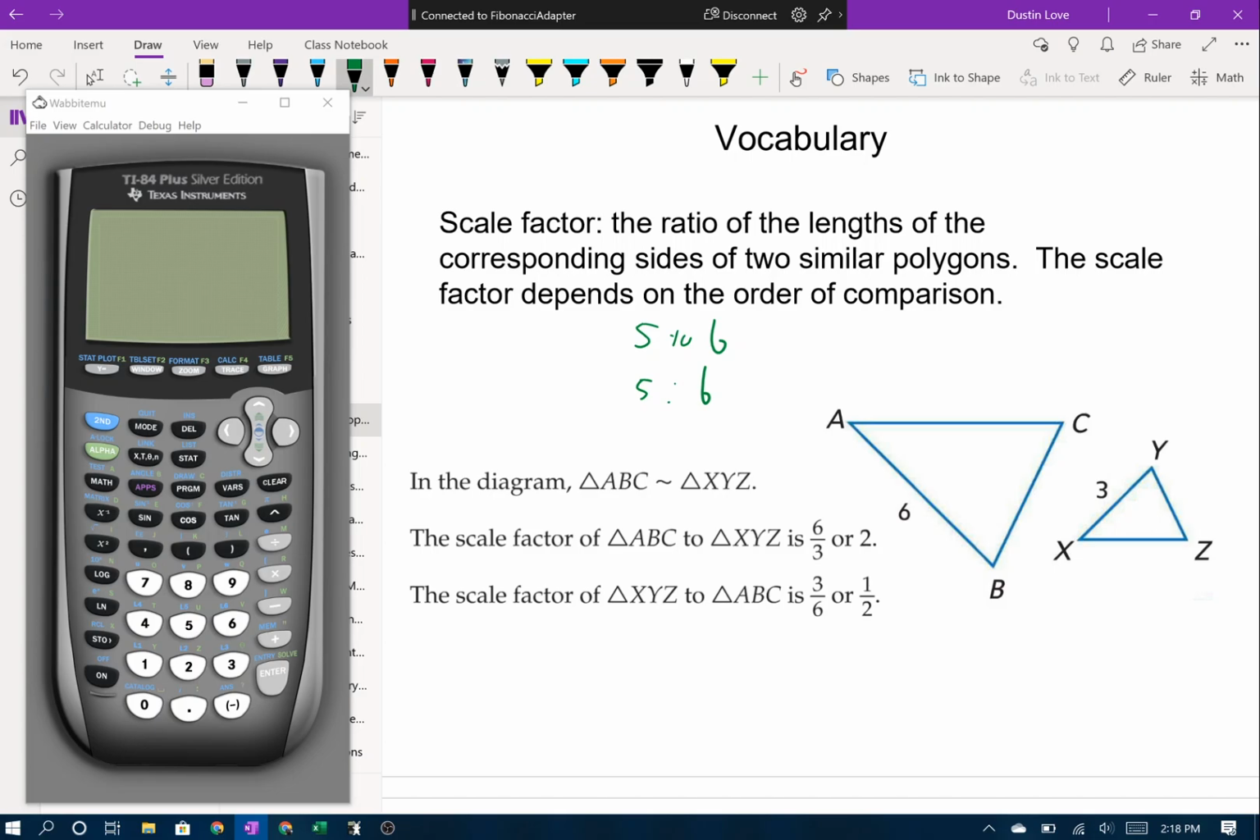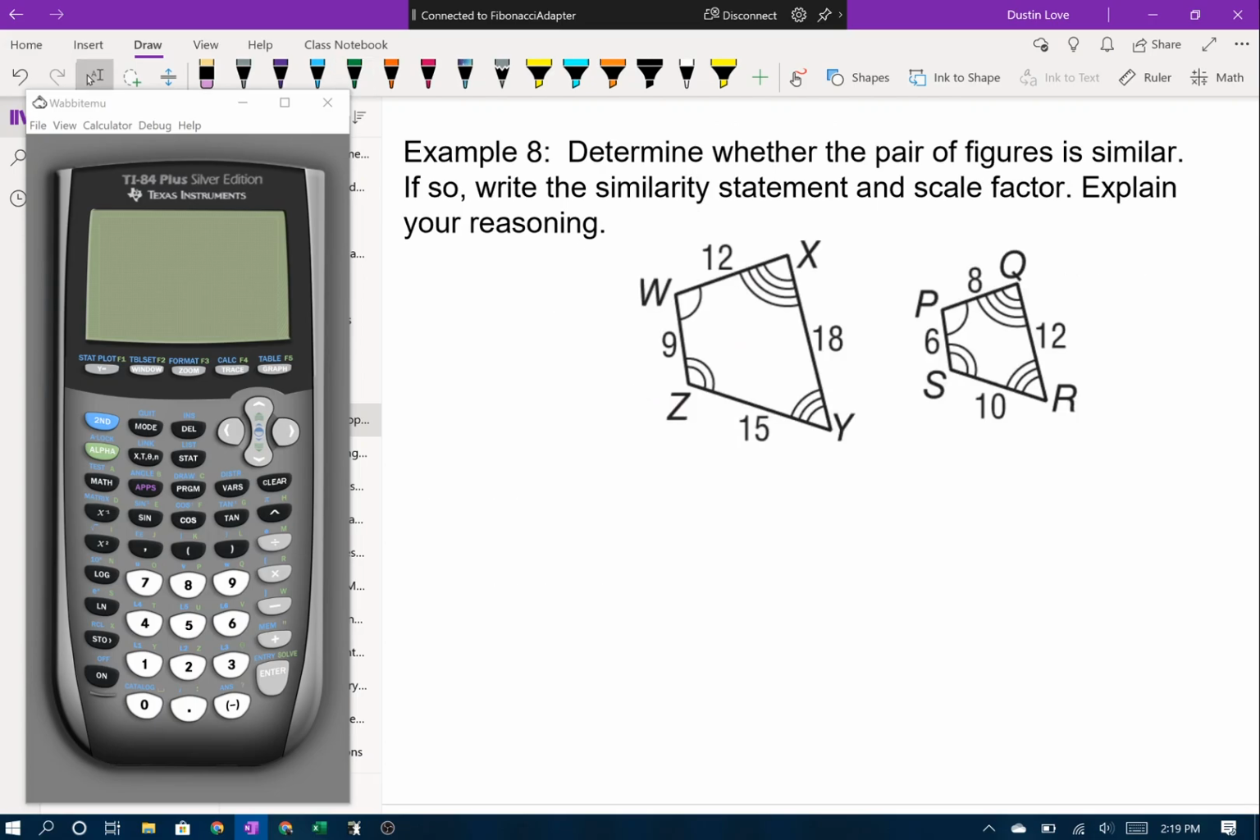Now, here's where the lesson gets a little bit tedious. Determine whether they are similar, and if so, write the similarity statement and the scale factor and explain your reasoning. So I need two things. Just like our old school CPCTC, I have to show that corresponding angles are congruent and corresponding sides are proportional. Angles are easy. Angle W is congruent to angle P. Angle Z is congruent to angle S. Angle Y is congruent to angle R. And angle Q is congruent to angle X. I know that because of all of the markings inside the angles.